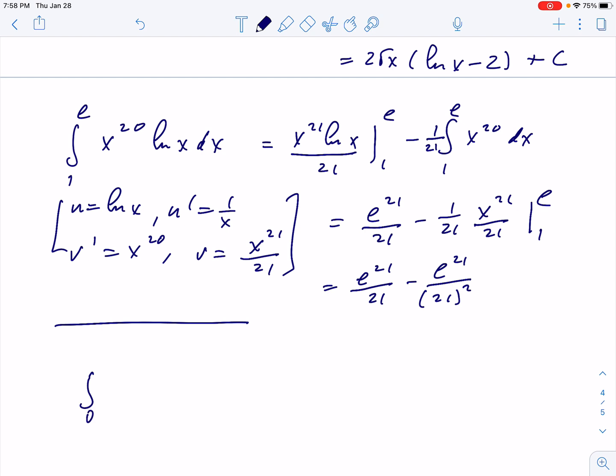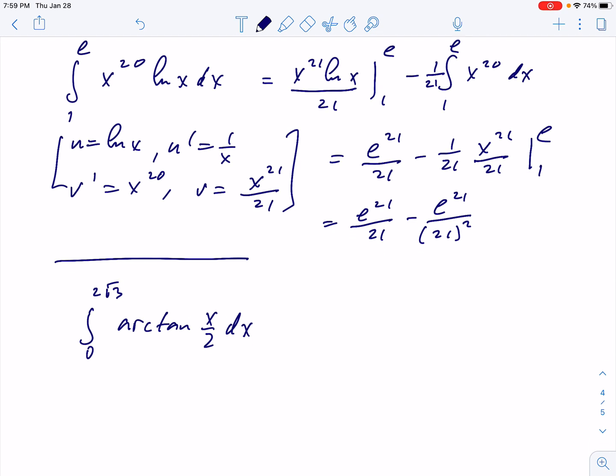Integral from 0 to 2 root of 3 arctangent x over 2 dx. Integrate with limits, and we're integrating just one single arctangent, and there is nothing else here. Well, then we can look, remember the formula where we have u dv and v du. Remember, I shall write it here below. Integral u dv equals uv minus integral v du, with limits, of course.